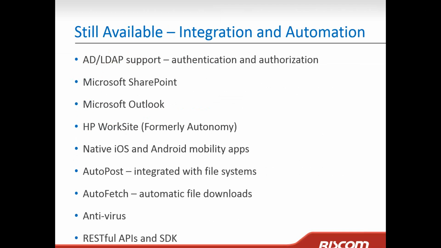AutoFetch is just the corollary, the opposite here, where you can actually download files or receive deliveries automatically, and they get sent into a folder that you specify. And when you combine these two components, it creates what some people use as a machine-to-machine file transfer system that's automated, and there's no human interaction that's required.